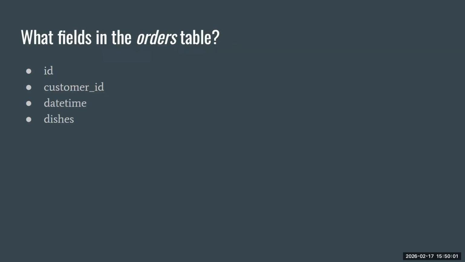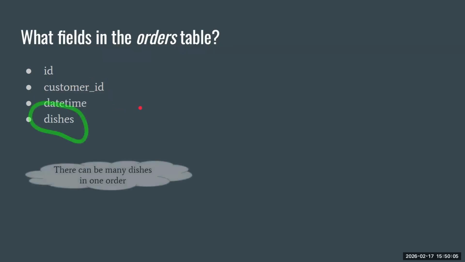Now, there can be multiple dishes per order, right? So there can be many dishes in one order. How do we model that?